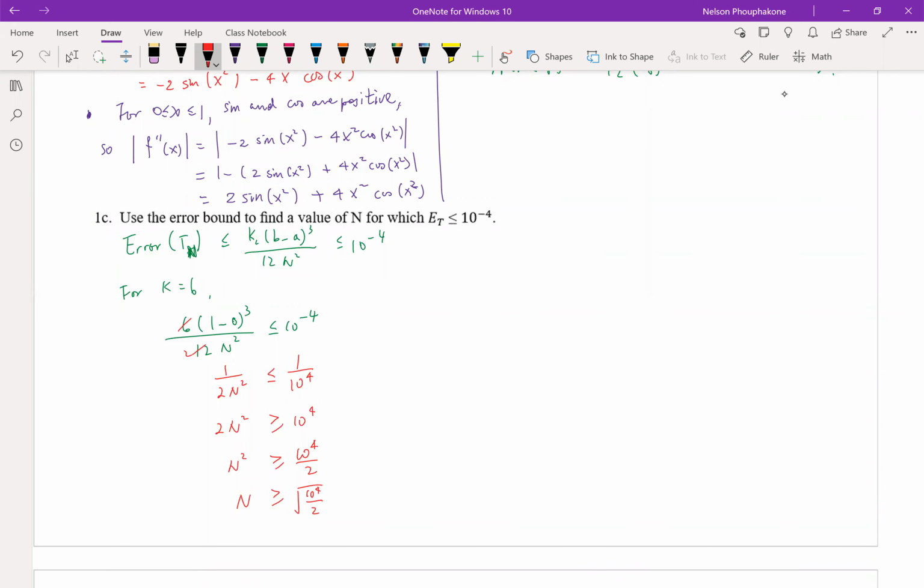Okay, so then this one right here is about 70.71. So then in this case, we could make n greater than or equal to 71. Therefore, taking n equal to 71, we answer that the desired accuracy.